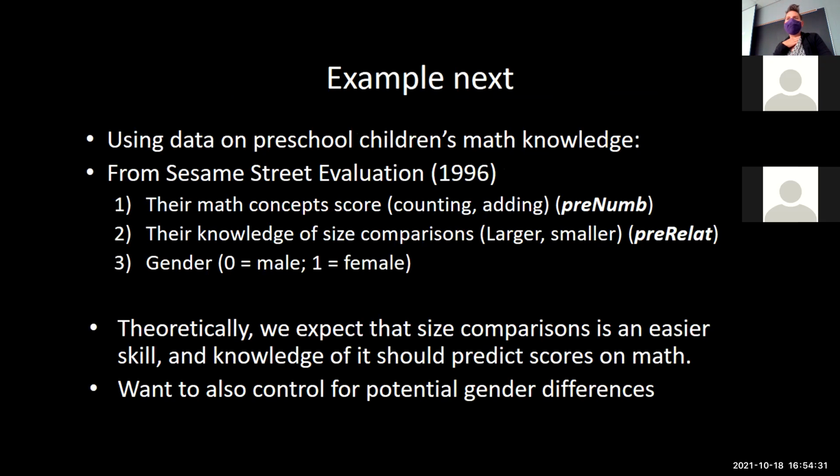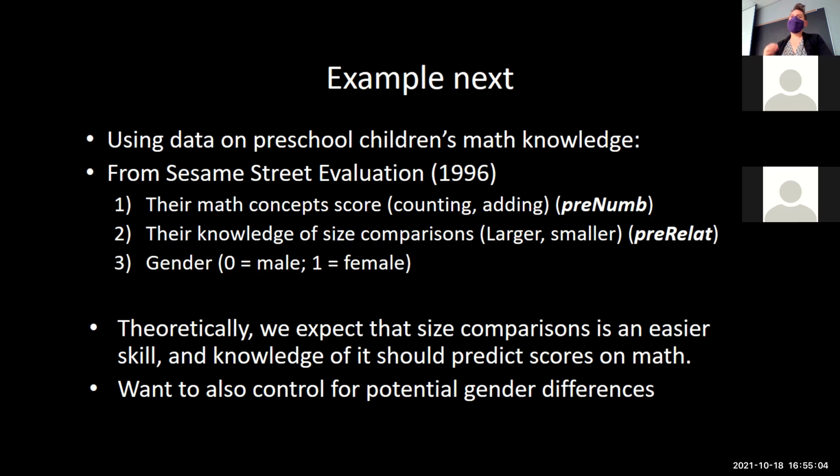So I have a couple of variables here. The first thing I have is a math score, which is about how you count and how much you can add numbers together, and then their knowledge of size comparisons, which one's bigger, which one's smaller. That's called relative size. This is num for number. And then I have a gender variable, which in this study was male or female.